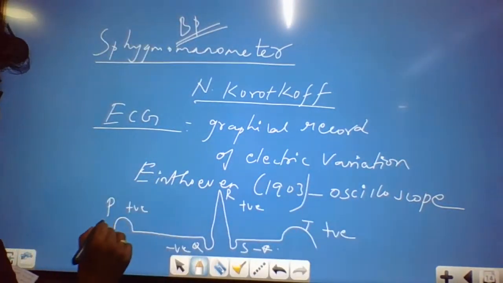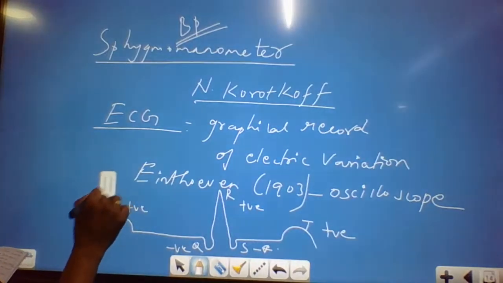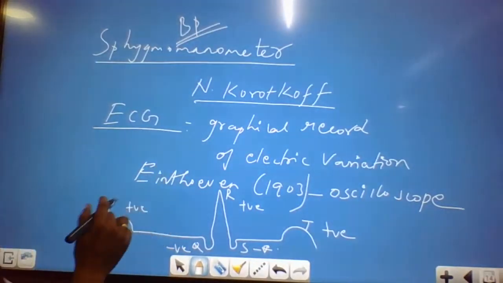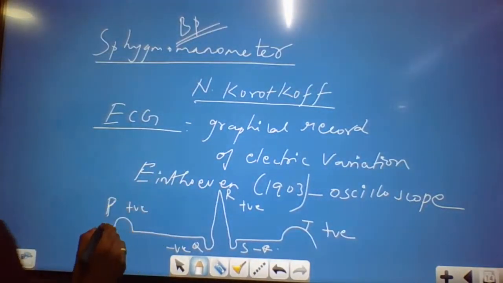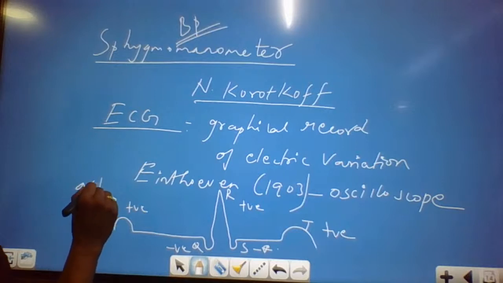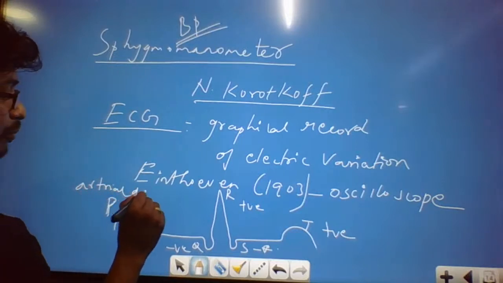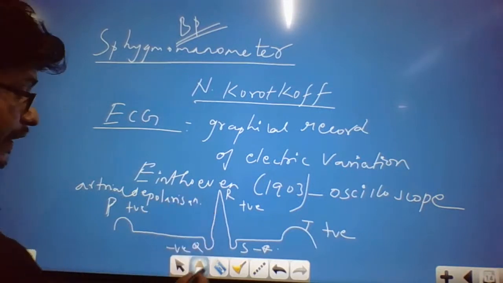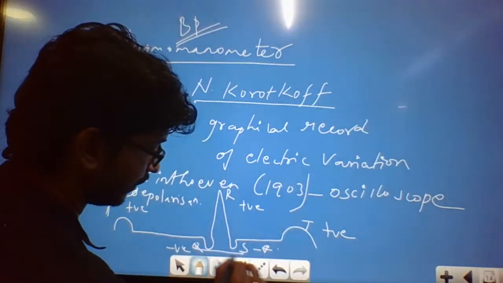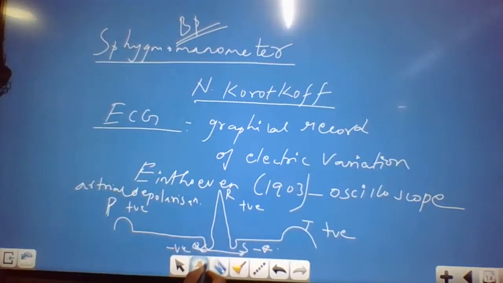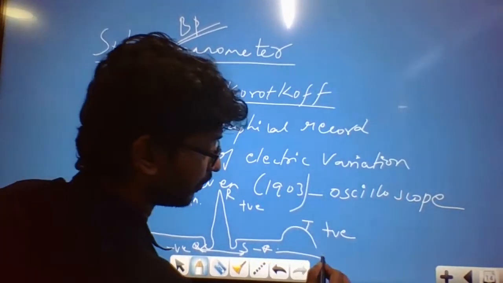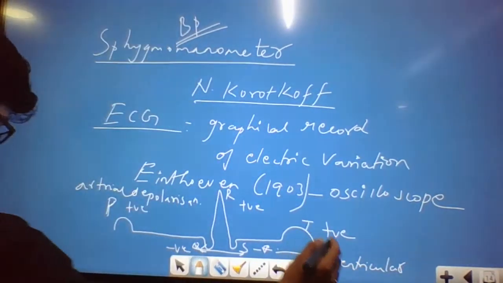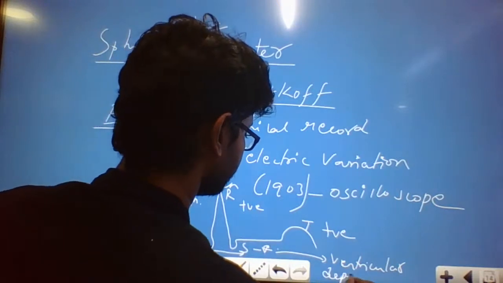So the P wave, or significance. What is the significance of P wave? This P wave is because of atrial depolarization. In the QRS, if you ask what the QRS is, this is because of ventricular depolarization. This is the ventricular depolarization.